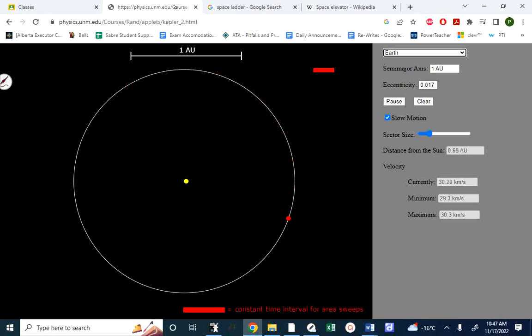And if you track the number on the right-hand side where it says currently, that's the velocity. And you can see that when Earth is on the right-hand side of that diagram, the velocity increases to about 30.3 kilometers per second. Obviously, this is scaled time-wise, right? It takes the Earth a year to go around once.